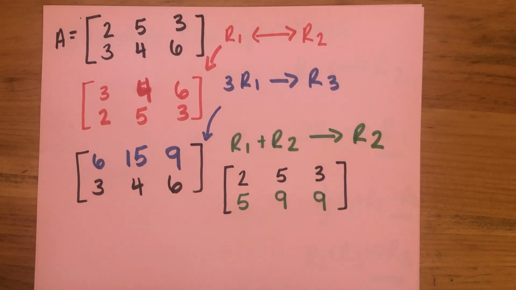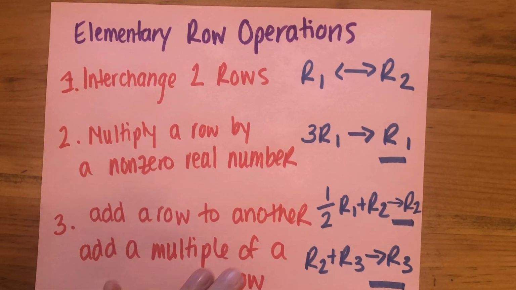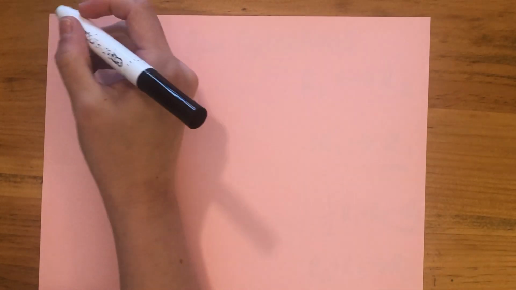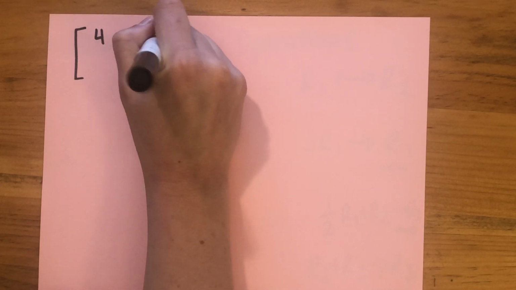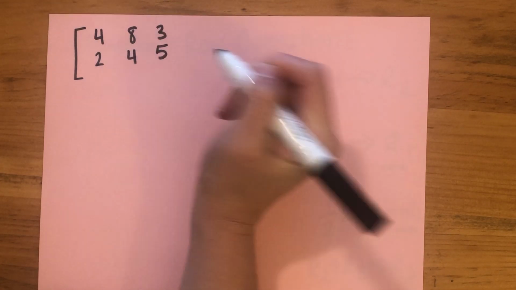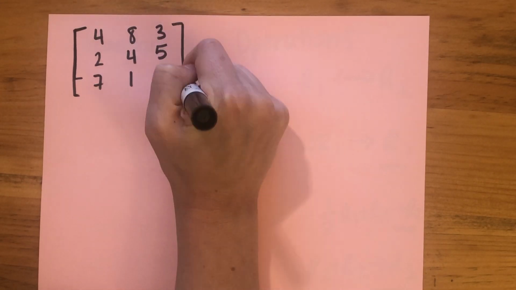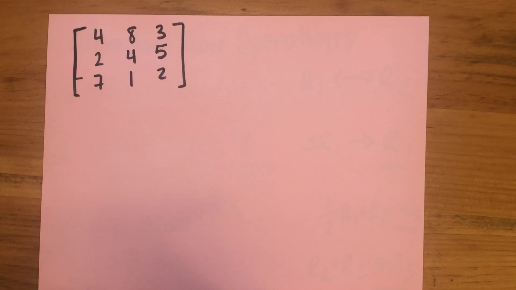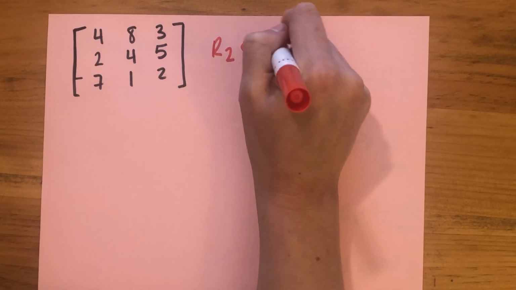Okay, and let's do one more. Now we're going to do a 3 by 3 matrix. So we have 4, 8, 3, 2, 4, 5, 7, 1, 2. All right, so our first operation that we're going to perform on this matrix is let's interchange row 2 and row 3.